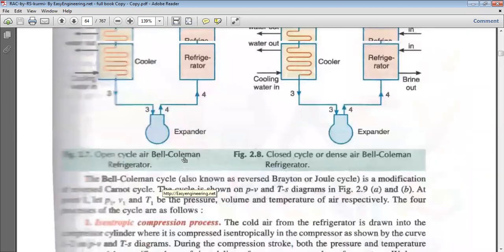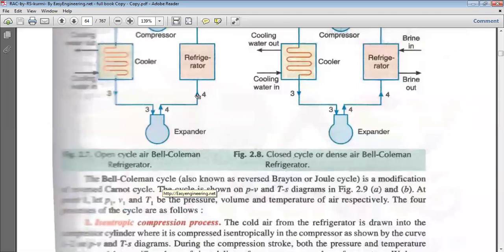Therefore, what happens? That 4 is nothing but the discharge of the expander, at a pressure P4 and temperature T4. That is the lowest temperature cool air of the cycle, and it enters the refrigerator. In the refrigerator, it absorbs heat at a constant pressure. Whenever heat absorption takes place, the products in the refrigerator will be cooled. That heat absorption is called the cooling effect or refrigeration effect.